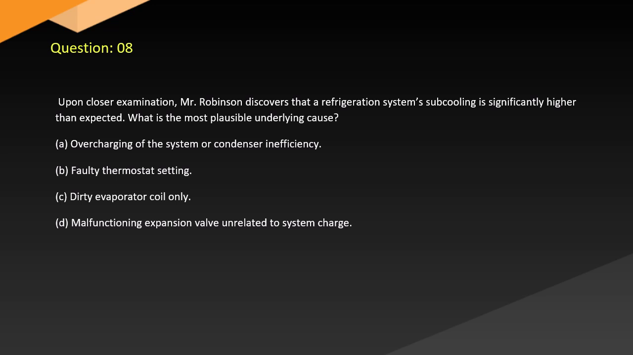Question 8. Mr. Robinson discovers that a refrigeration system's subcooling is significantly higher than expected. What is the most plausible underlying cause? A. Overcharging of the system or condenser inefficiency. B. Faulty thermostat setting. C. Dirty evaporator coil only. D. Malfunctioning expansion valve unrelated to system charge.